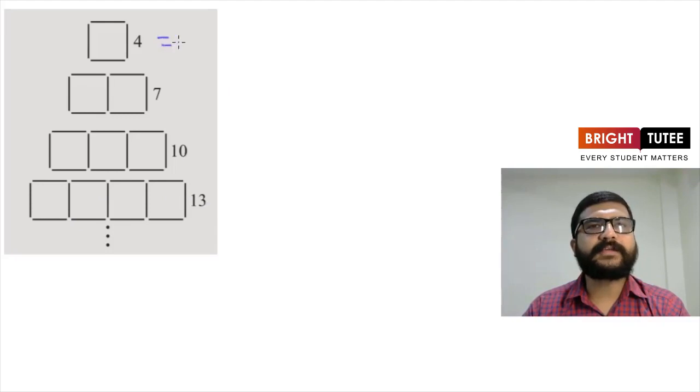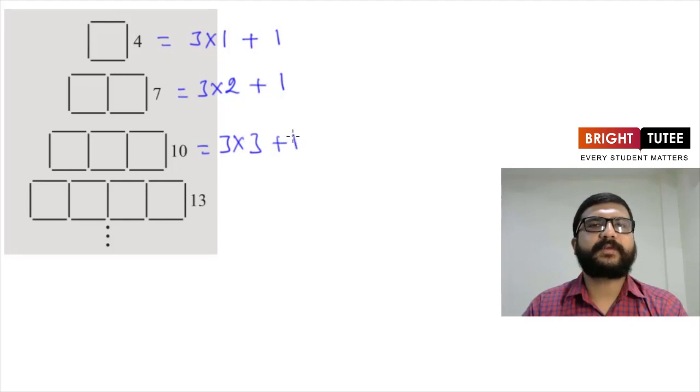So now see, this 4 is nothing but 3 into 1 plus 1. Now this 7 is 3 into 2 plus 1, and 10 is 3 into 3 plus 1. 3 into 3 plus 1 is 10. Now 13, this will be 3 into 4 plus 1, that is 12 plus 1, 13.